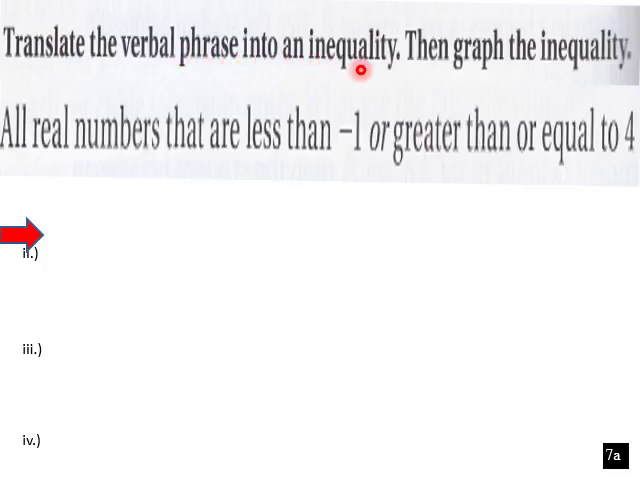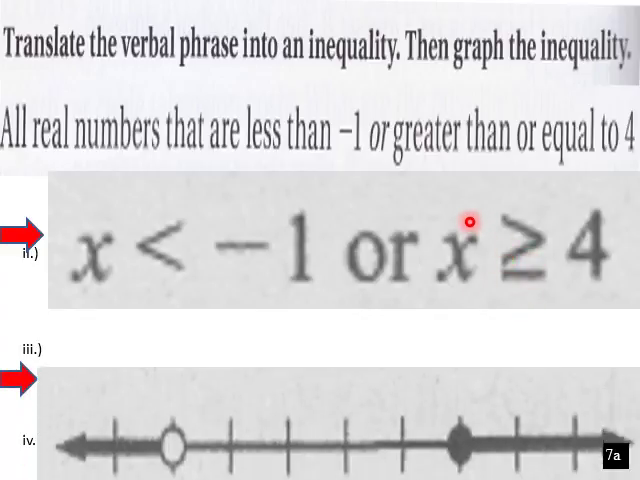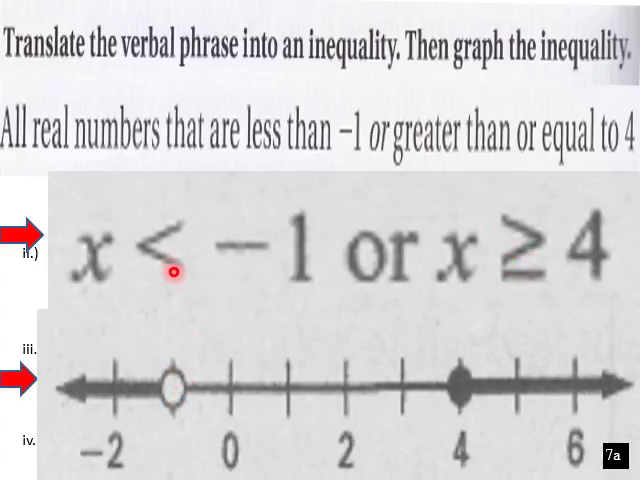Okay, translate the verbal phrase into an inequality and graph the inequality. So all real numbers that are less than -1 or greater than or equal to 4 would look like this as your inequality. It'd be a compound inequality: x is less than -1 or x is greater than or equal to 4. So we have something that points in two different directions like this. This is a strict inequality, so it's an open circle. This is a partial inequality, so it's a solid circle. And it's greater than 4, and then this is less than -1.